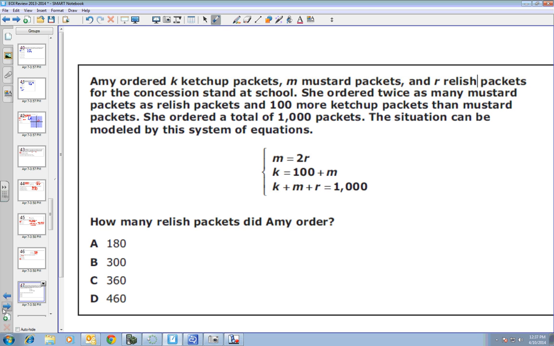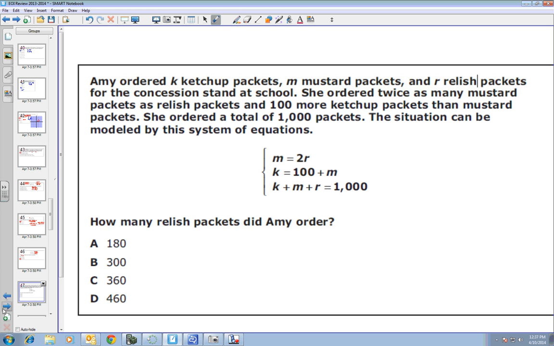Okay, this one, what do you think? Easy or hard problem? This is one of those easy problems that you should always read through and always do, right? So look at it. Amy ordered K ketchup packets, M mustard packets, and R relish packets for the concession stand at school. She ordered twice as many mustard as relish and 100 more ketchup than mustard. She ordered a total of 1,000 packets. The situation can be modeled by this system. So they did the hard part for you. They gave you the equations. How many relish packets did Amy order?